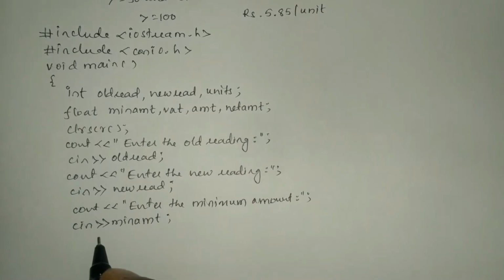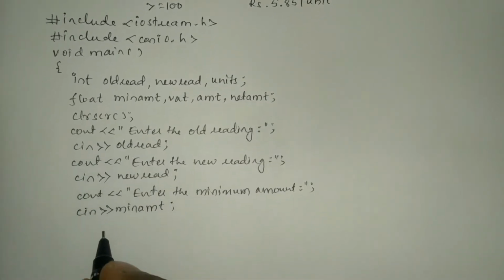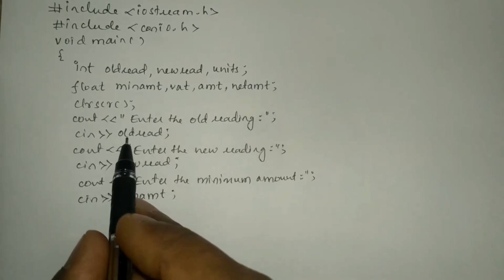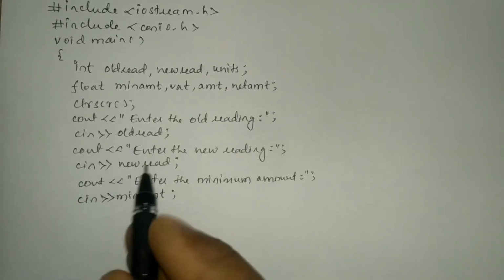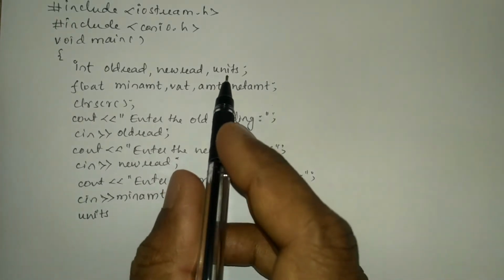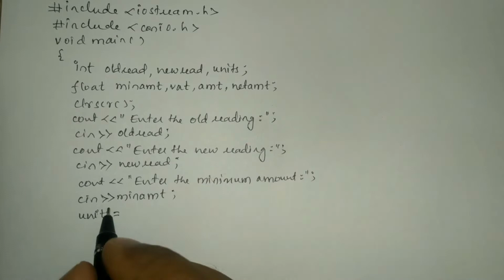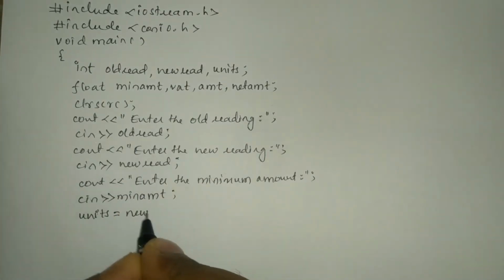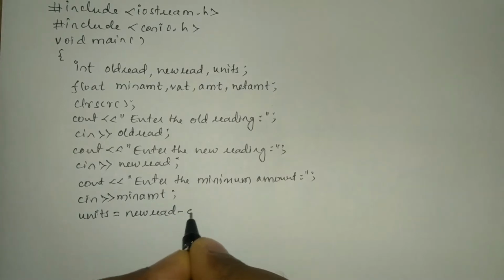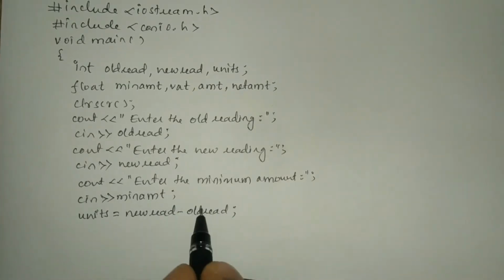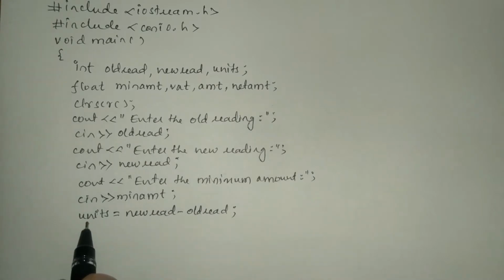So after receiving this, we need to calculate the number of units consumed. So how to calculate? We have to subtract old reading from the new reading. So what we are going to do is we are going to use the variable called units is equal to new read minus old read and put semicolon. So whatever the value that we are going to get, it will be stored in units.